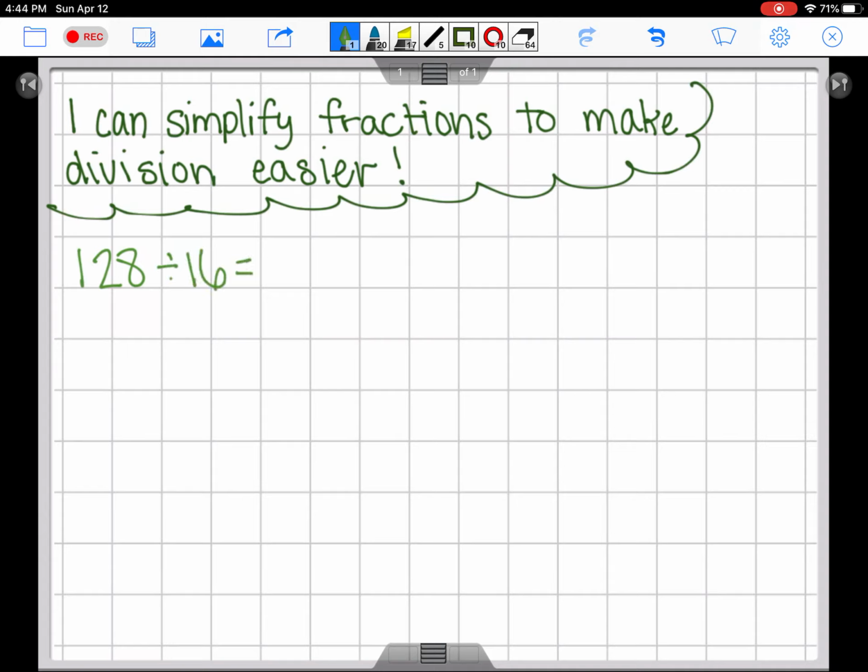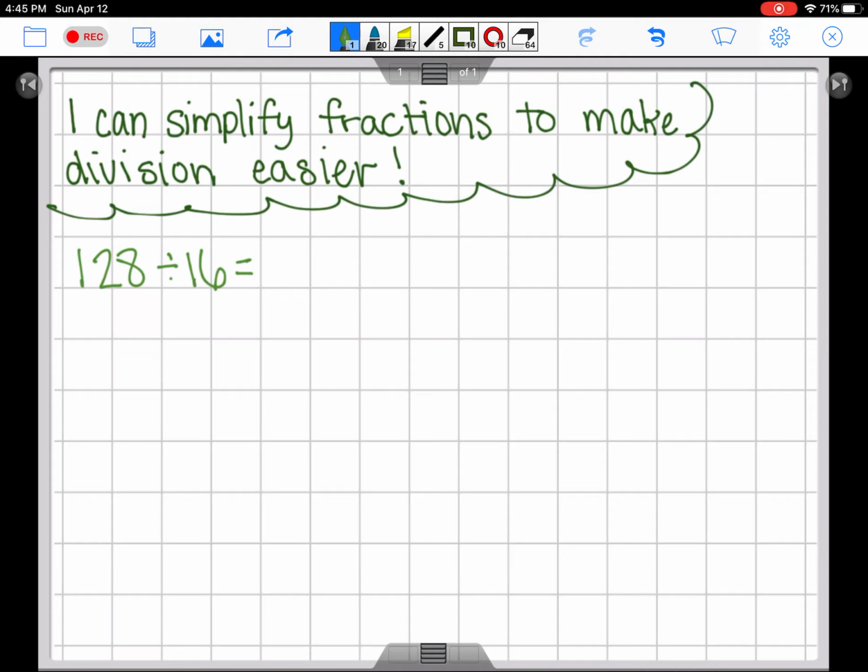128 divided by 16. This is one of those problems where, if we were to write it out in long division, we would have to use guess and check to figure out how many times 16 goes into 128, because it can't go into 1, it can't go into 12. It would have to figure out how many times it goes into 128 using guess and check or estimation. That problem would not be very fun for a lot of people to solve using long division. So let's take our first step.